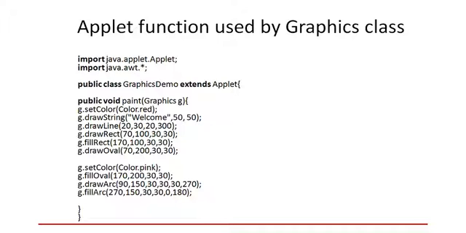Look at this example. You can see I have used the setColor function first, Color dot red, that means the color is red. Then I draw the message at 50, 50, that means x coordinate, y coordinate. Then I used drawLine, then drawRect, and the same way fillRect, drawOval. Then I again change the color with the help of the setColor function. Then again used fillOval, drawArc and fillArc.